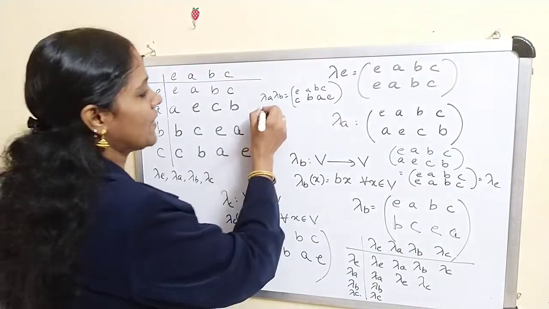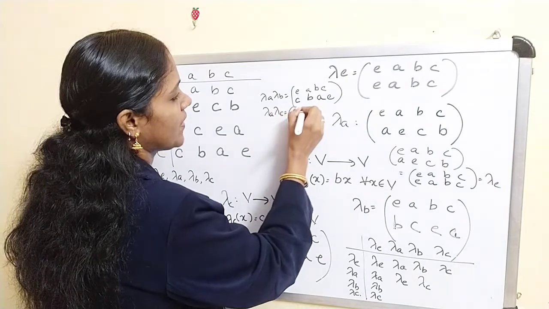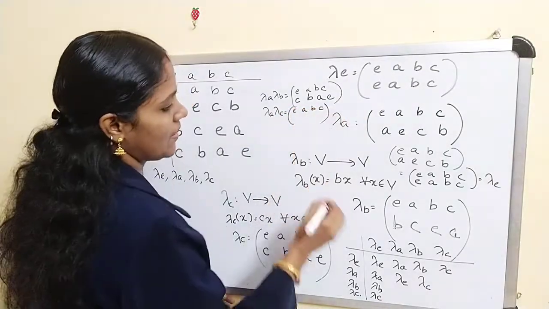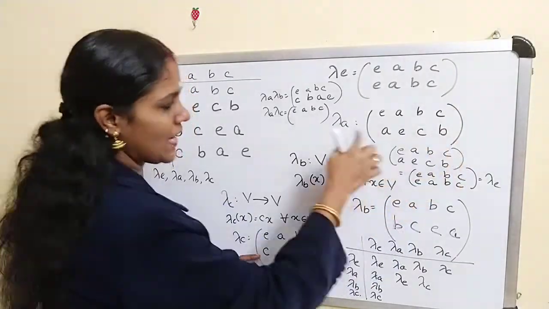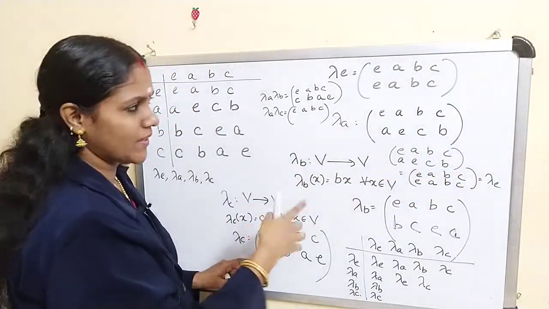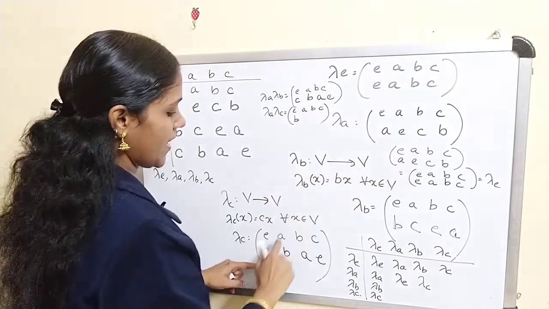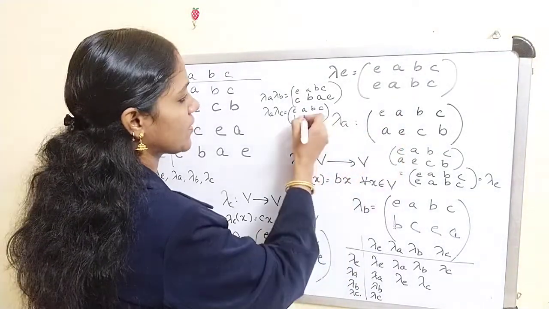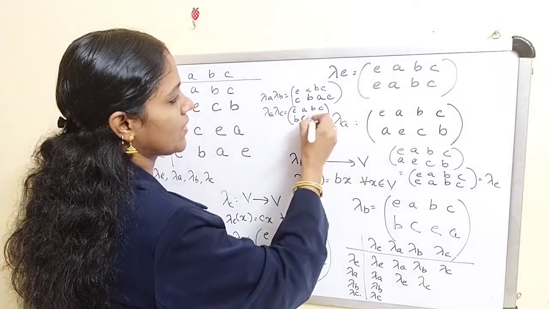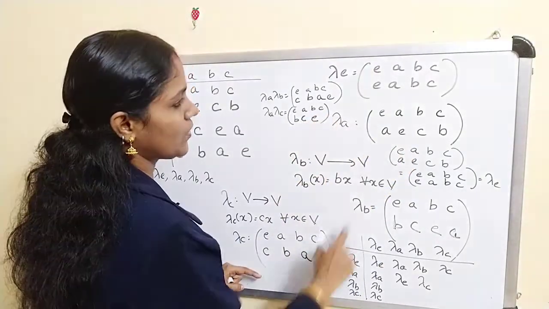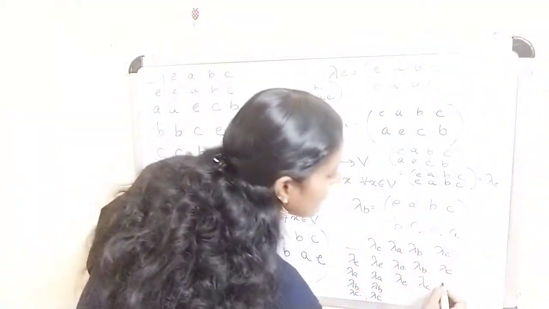Okay, now what about lambda A, lambda C? E, A, B, C, lambda C, this one. E goes to C, C goes to B. A goes to B, B goes to C. And B goes to A goes to E. And C goes to E, E goes to A. B, C, E, A, that is lambda B.